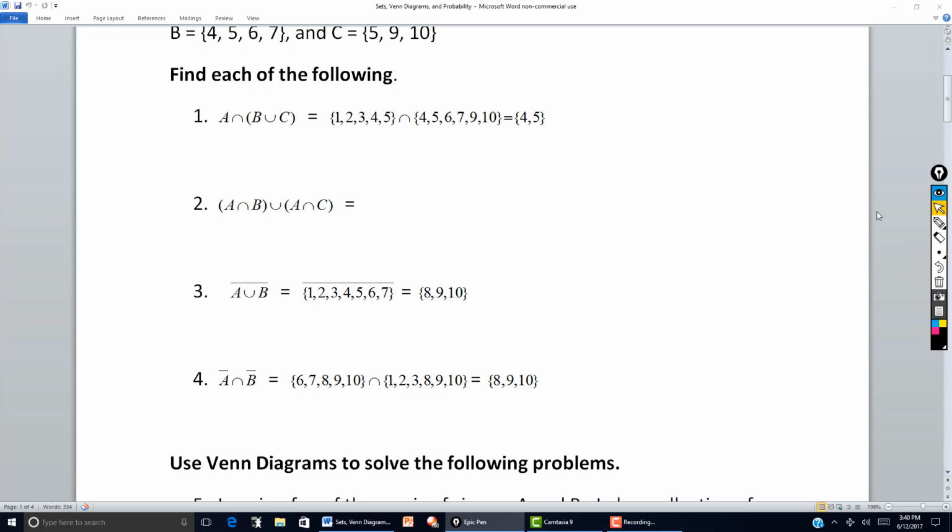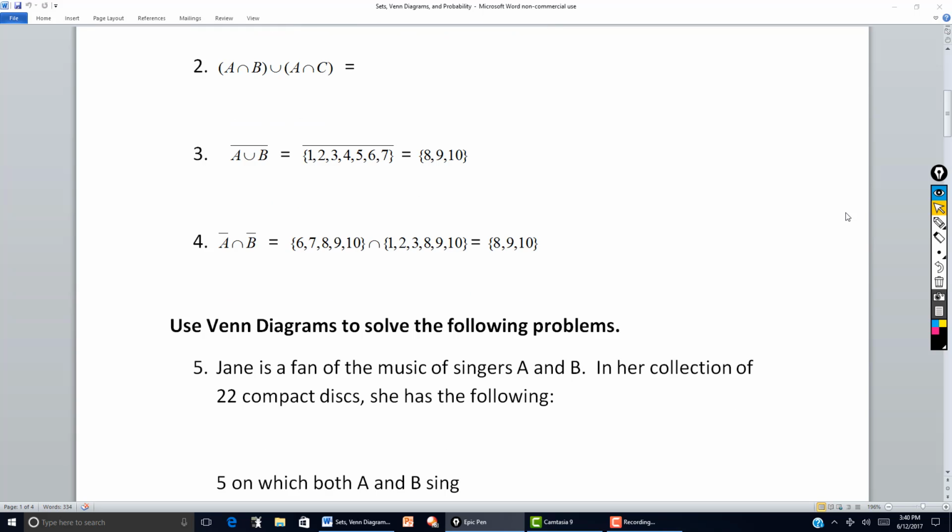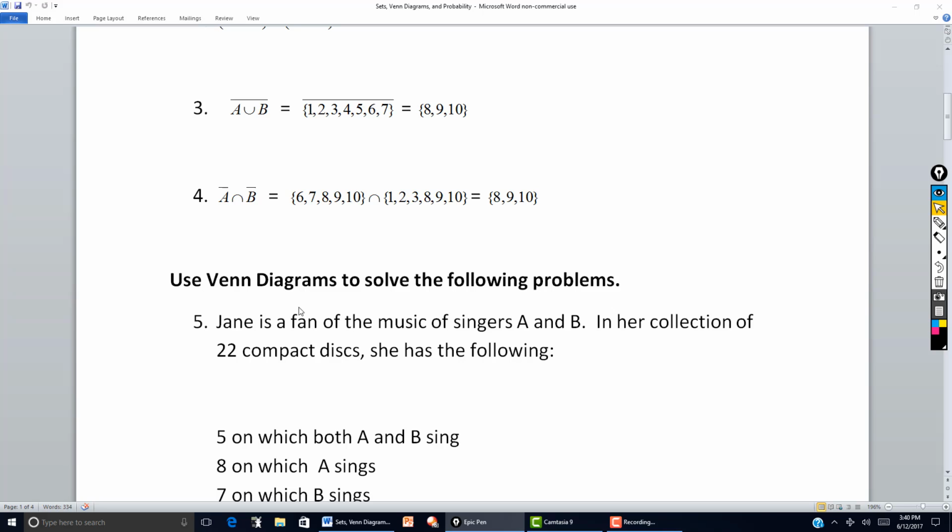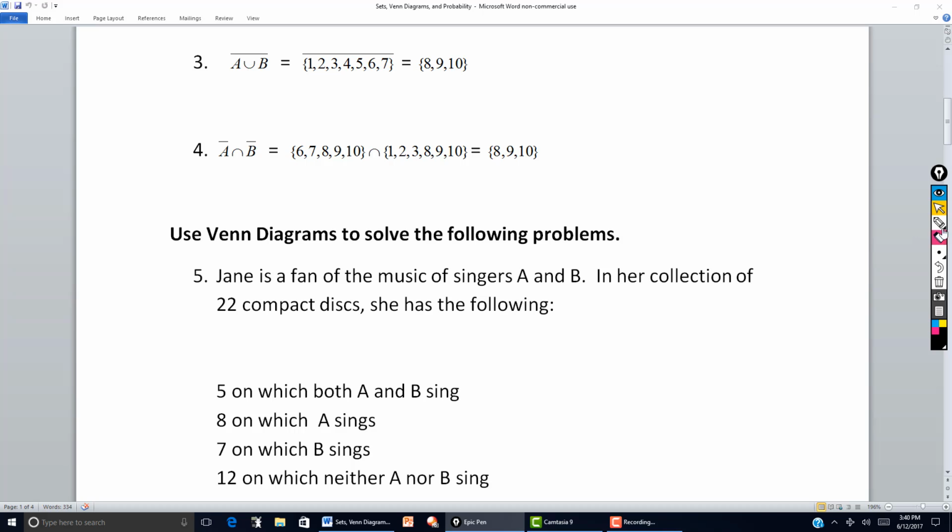Okay, in the next section, we're going to be looking at some Venn diagrams. This one states, use Venn diagrams to solve the following problems. Jane is a fan of the music of singers A and B. So A represents a famous singer, and B represents a famous singer. In her collection of 22 compact discs, she has the following. In other words, we're going to draw a Venn diagram of this information.